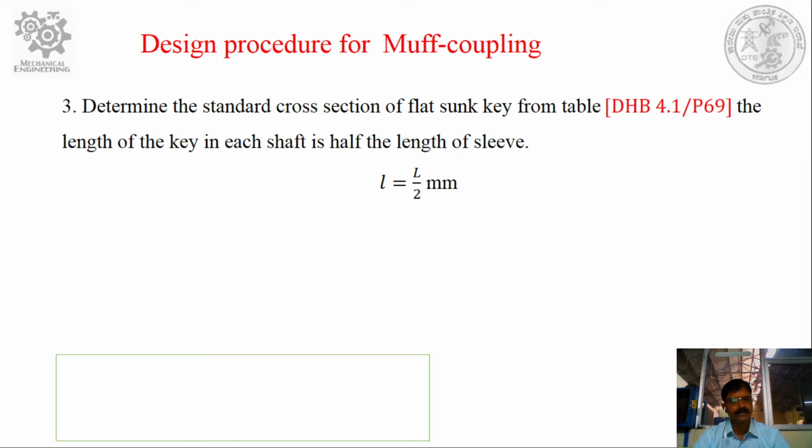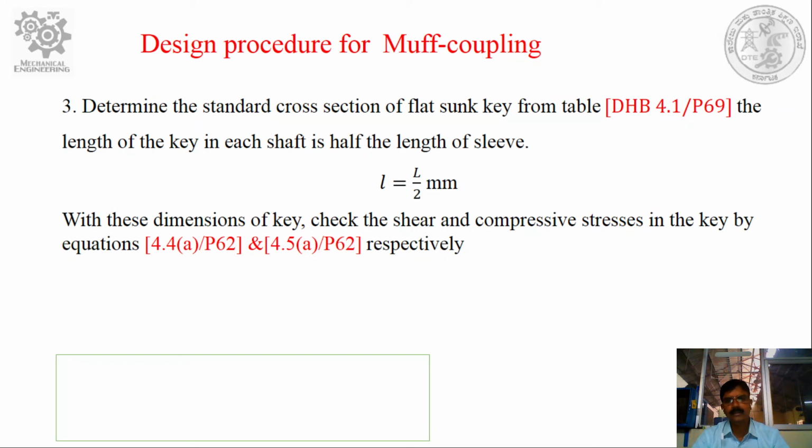From the table we are going to select the suitable key. In the table, depending upon the diameter, we have the width and thickness of the key, and the length depends upon the muff. Or in case the key is provided in a single shaft, the length is equal to L by 2. Now after collecting the data from the data handbook table, that is the key dimensions: width, thickness and length.